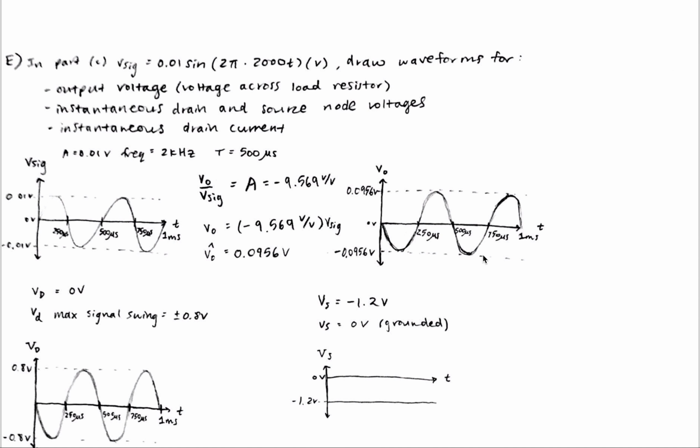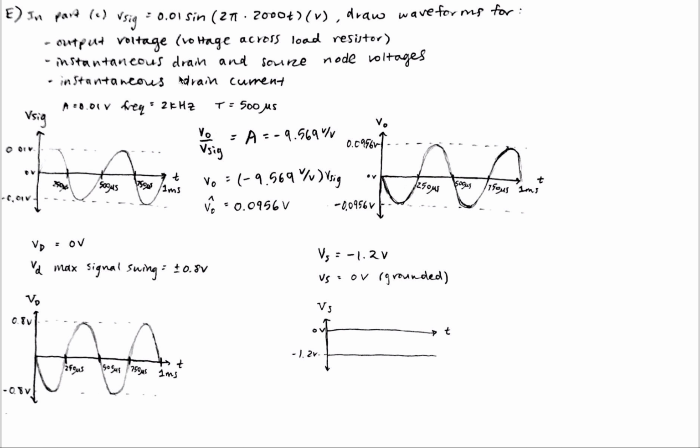For part E, we are now given V signal, which is this equation here, and we have to draw the waveforms for all of these values. So I drew out V signal here first, so this has a frequency of 2 kilohertz. Found the period here, which is 500 microseconds, and we know that the peak value of this is 0.01, which is this value here.